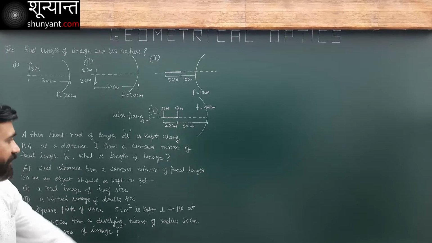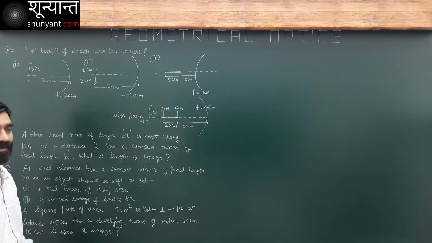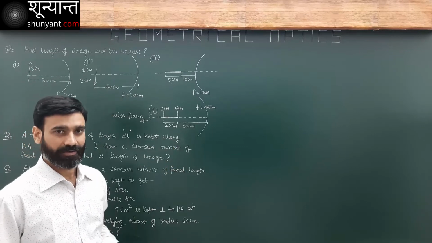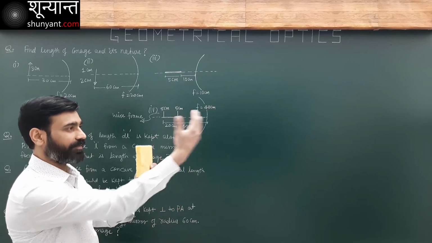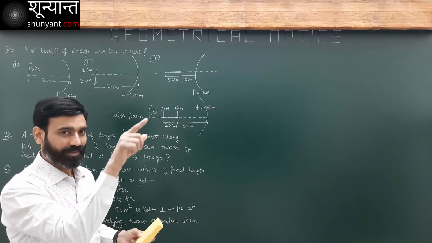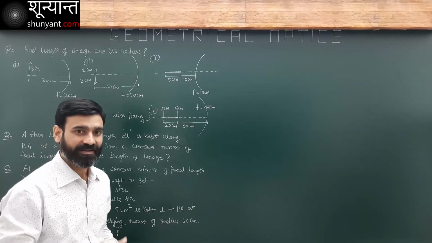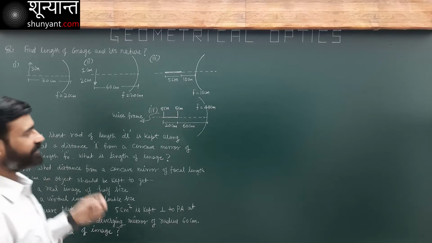You understand this? And then I have a square plate. All these are linear objects, like a rod. What will happen if I keep a square plate in front of a mirror? I am going to get a square plate-like image. What will be its area? That is the last problem here. So let's start solving it.